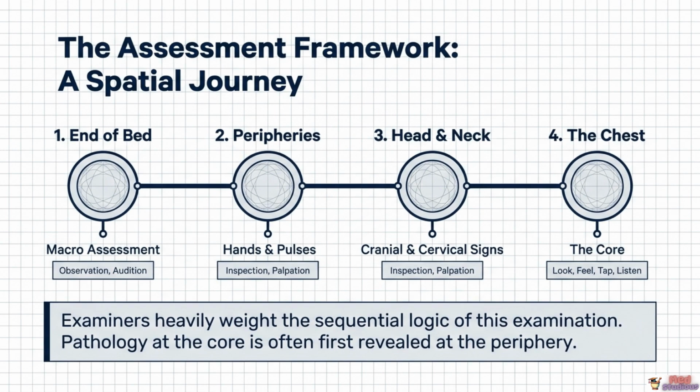The single most important teaching point embedded in this framework is this: pathology at the core is often first revealed at the periphery. A subtle finding in the hands or face can point directly toward a serious underlying chest pathology before the stethoscope ever touches the patient, which is exactly why skipping the peripheral examination is one of the most common and costly errors made by candidates under exam pressure.